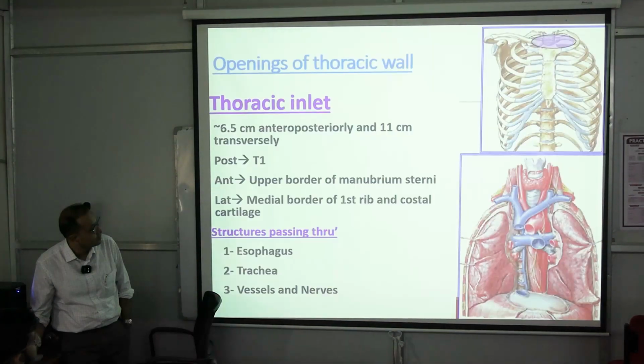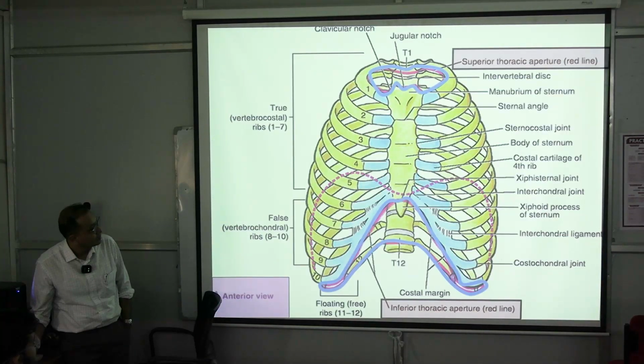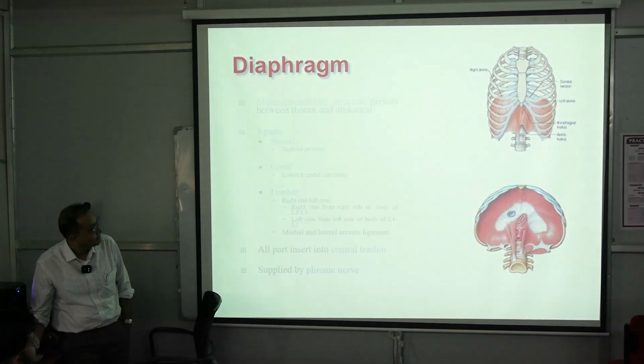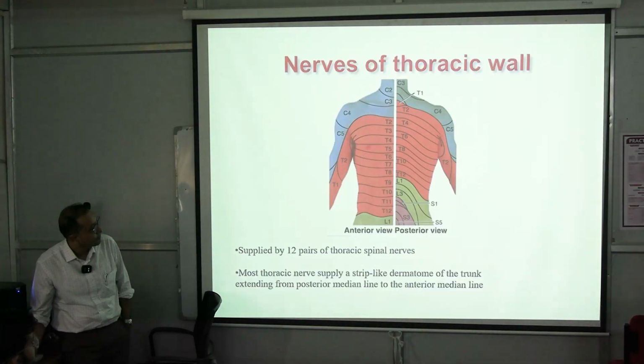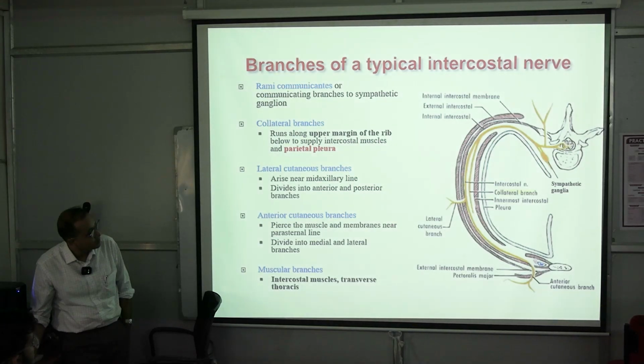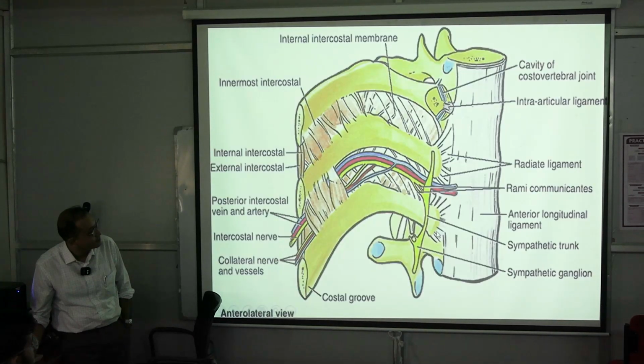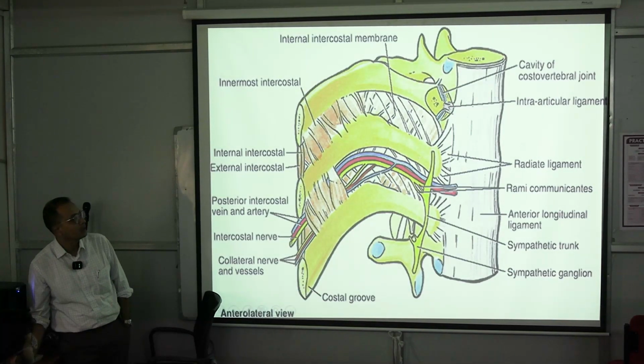So this is the space we are talking about. This is how it looks. Above down, VAN: vein, artery and nerve.